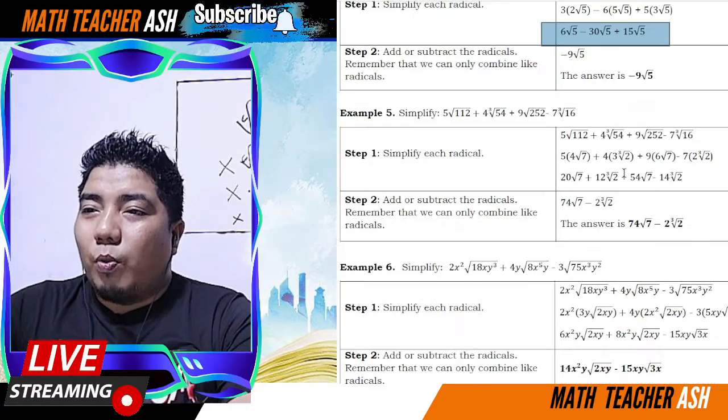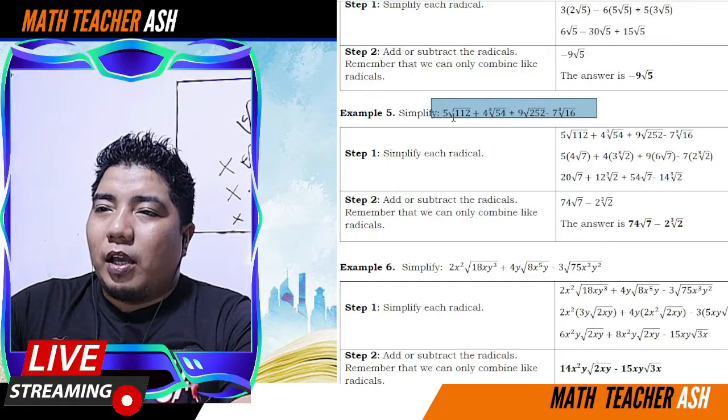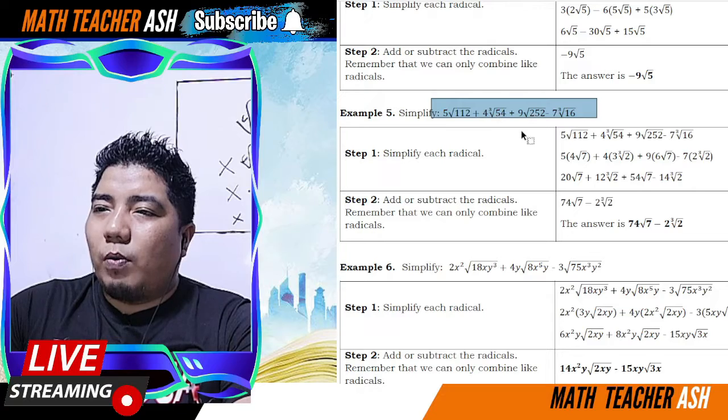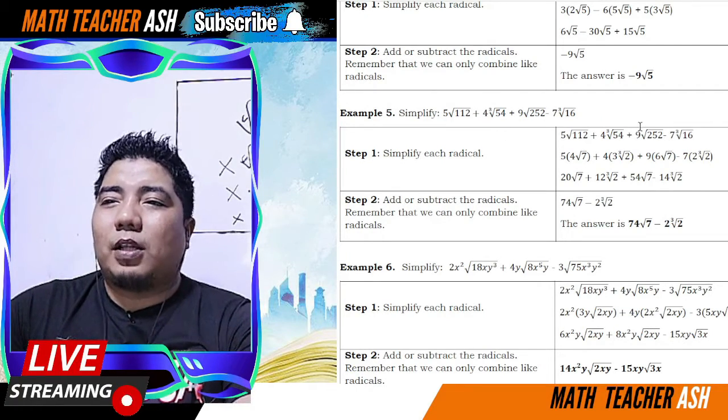Okay, so we have here the same. So what if ganito naman? Okay, so itong dalawa may square root, itong dalawa din dito, cube root. Of course, ganito ang mangyayari dyan, my dear math learners.